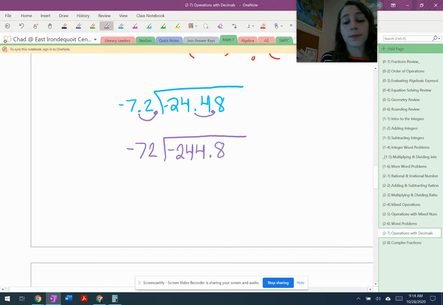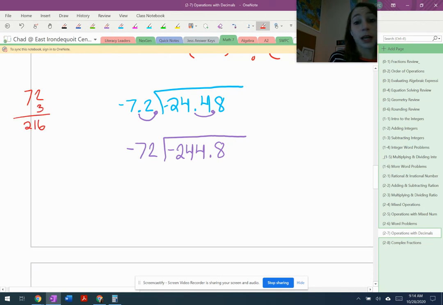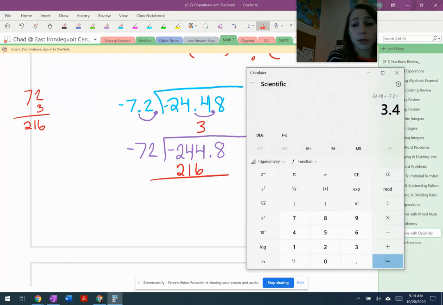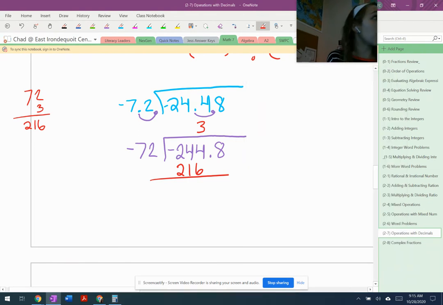So 244.8. Okay, so now I do the math. 72 can't go into 24, but it can go into 244. I'm going to guesstimate maybe 3 times, but I don't know for sure, so I'm going to come off to the side. 72 times 3. So 3 times does work. 72 times 3 is 216. And I'm just going to jump to my calculator. 244 minus my 216 is 28.